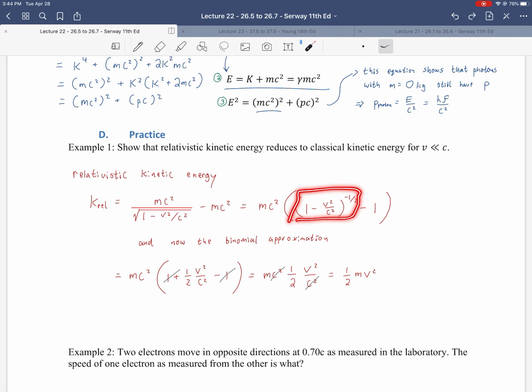And there it is. When I use the binomial approximation, this whole thing in the box becomes this in the box. The 1 is still there, which means that once I use the approximation, those 1s cancel. So all that's left inside the parentheses is 1/2 v squared over c squared. Our like term of mc squared is still in the front. Then I show the multiplication, cancel out the speed of light squared, and there we have it. Classical kinetic energy.